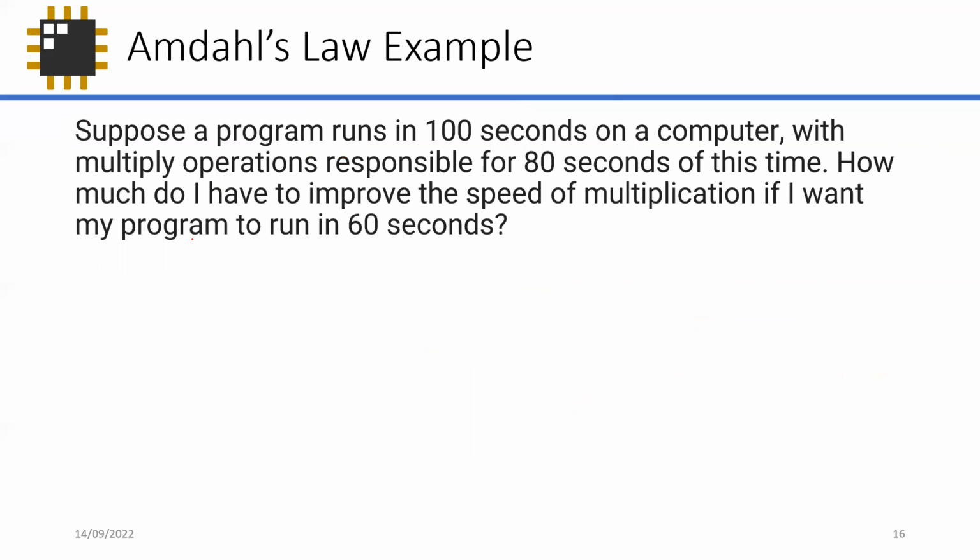Suppose you have a program that runs in 100 seconds on a computer, with only multiply operations responsible for 80 seconds of this time. How much do I have to improve the speed up of my multiplication if I want my program to run in 60 seconds? So visually, what we could do is draw it again. This is my entire 100 seconds, but 80 seconds of the time is meant for multiplication. But the other 20 seconds is meant for things that are not affected by multiplication. The question is, I want to achieve 60 seconds only. I want my final form.